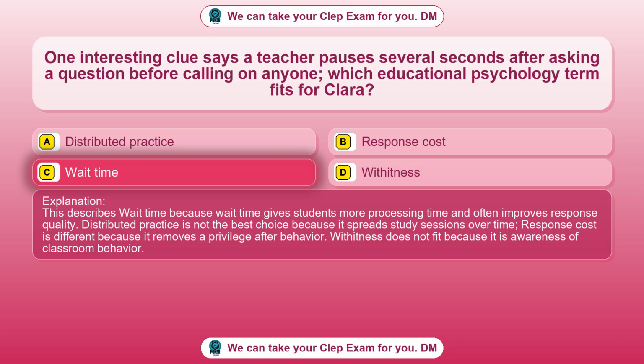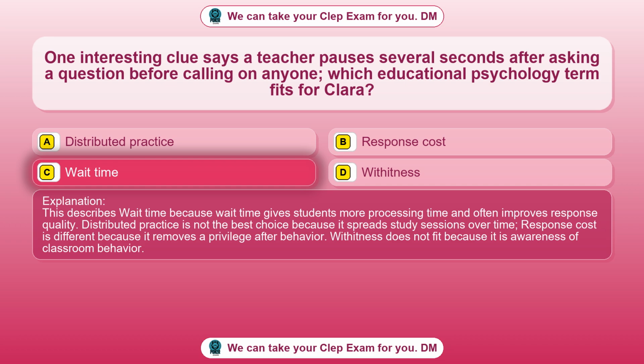This describes wait time because wait time gives students more processing time and often improves response quality. Distributed practice is not the best choice because it spreads study sessions over time. Response cost is different because it removes a privilege after behavior. Withitness does not fit because it is awareness of classroom behavior.